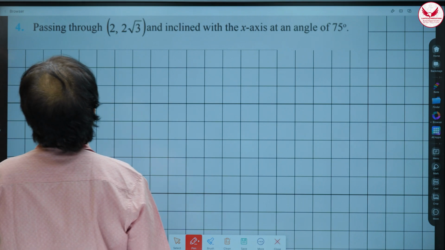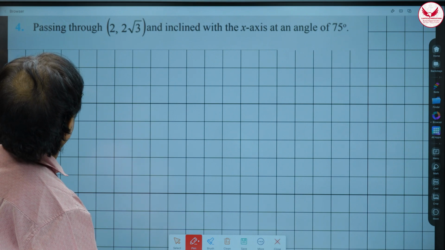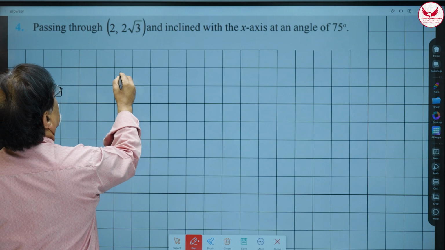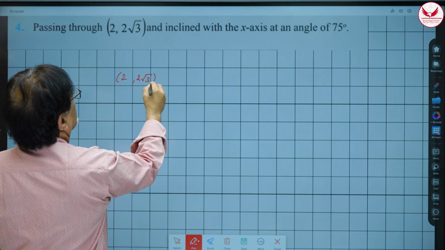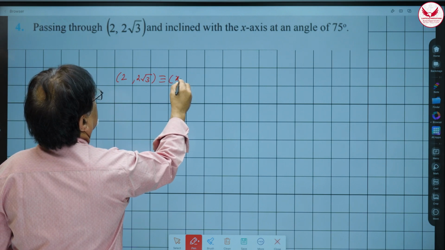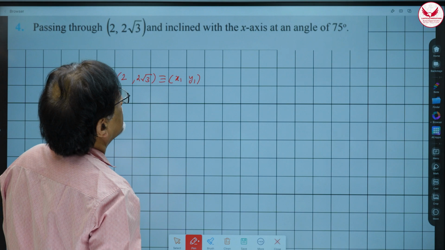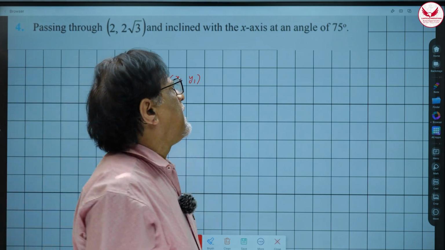Problem number 4 from your NCERT book is that find the equation of a line passing through the point 2, 2 root 3. So point is 2, 2 root 3. Let us call it x1 and y1 according to our usual convention. We call it x1, y1, right? And now I need a slope, but they have not given us the slope. They have given inclination of a line.